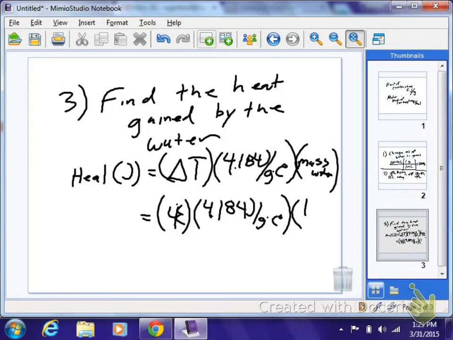Times 100 grams. Okay? Now you probably would have done this already, but just to double check your work, if you didn't have time to do it because you were behind and didn't get things written down, now's the time you can do it. We get an answer that's 1,000, and we're going to round it. We're going to say 1,700 joules. All right? So that's step 3.